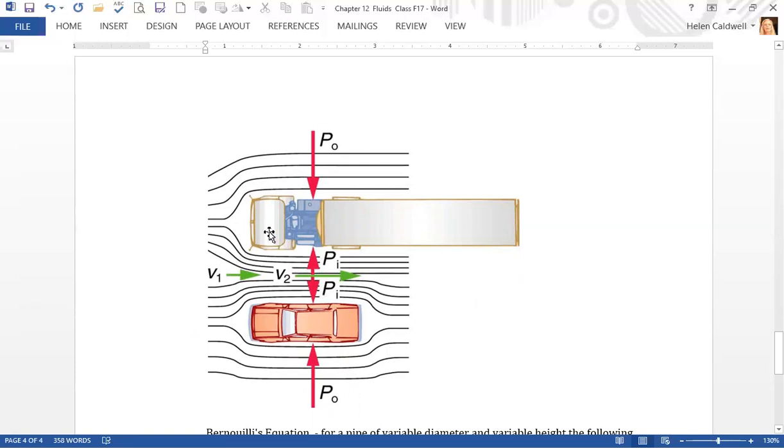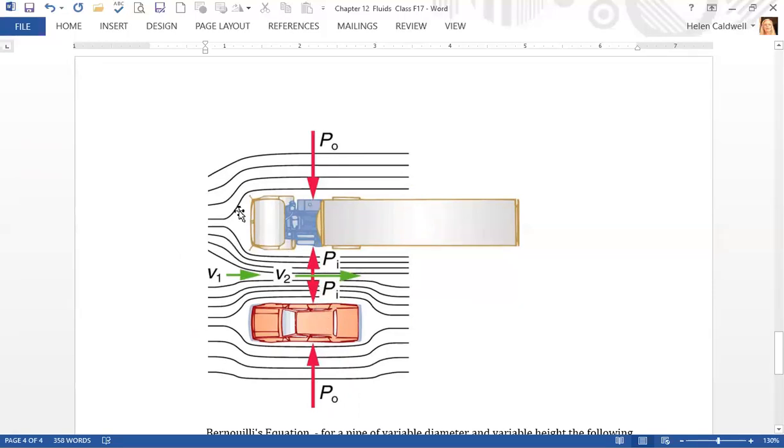The air in between gets narrowed. In front of us it is wide, but the gap between the car and the truck is very small. That narrows the path and that increases the velocity, which decreases the pressure. So the pressure between is reduced. That means the pressure on the outside pushes in.